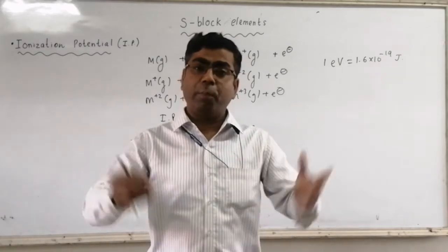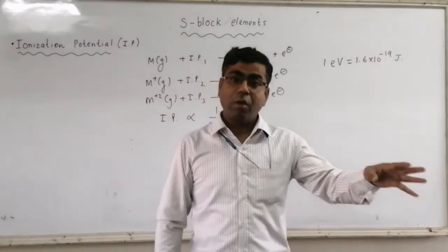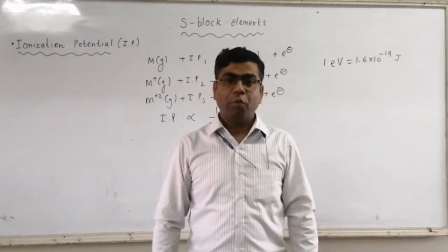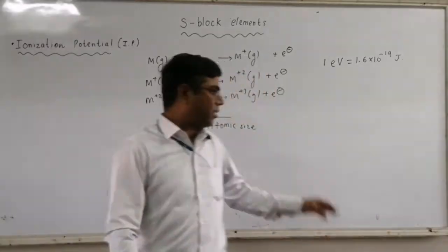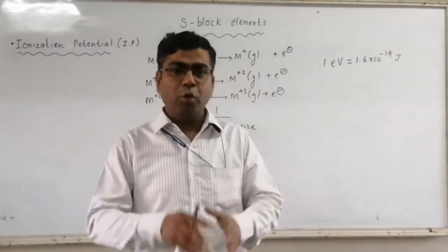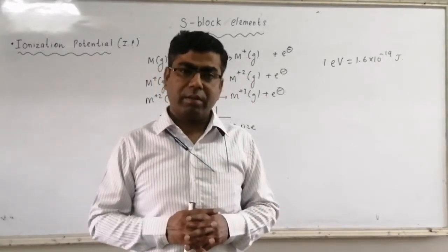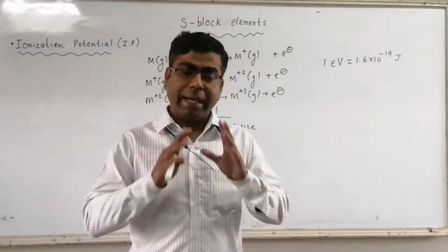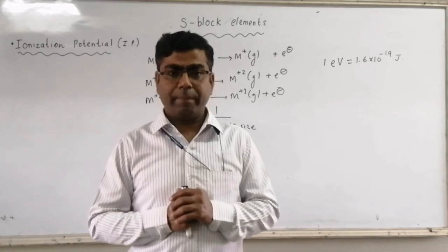There is an increase in number of protons in the nucleus and there is an increase in the number of electrons in the valence shell. Valence shell remains same. Force of attraction increases, atomic size decreases, and if atomic size decreases, value of IP will increase. So here we can say that when we move left to right in a period, atomic size decreases and value of IP will increase.